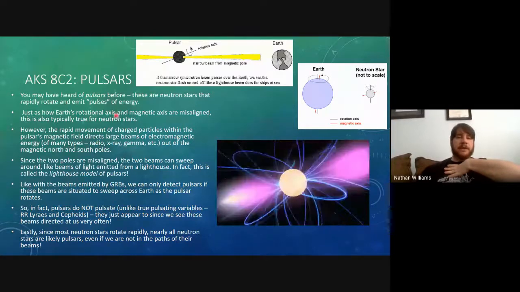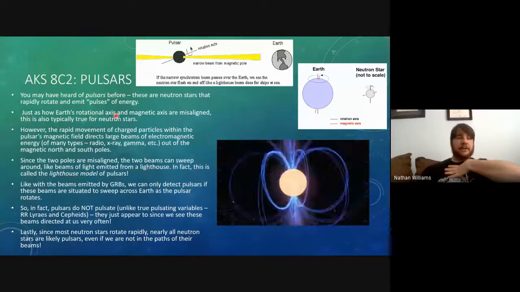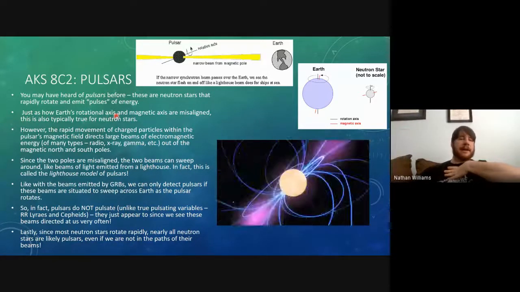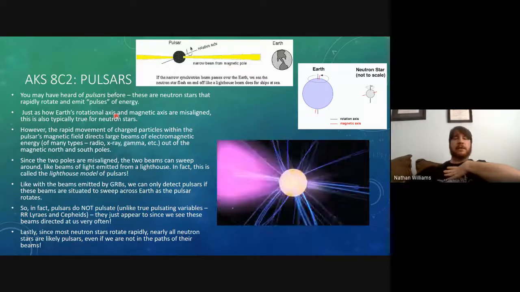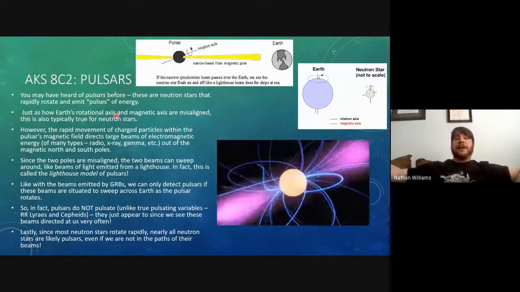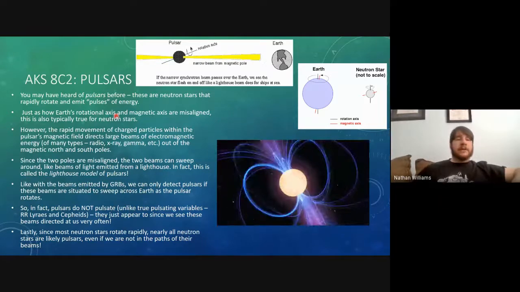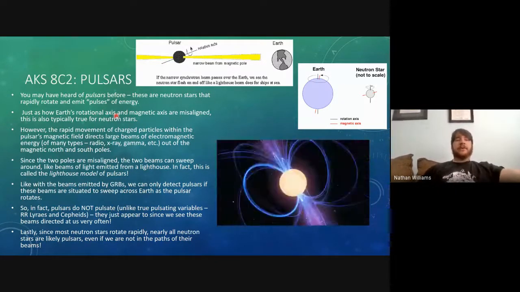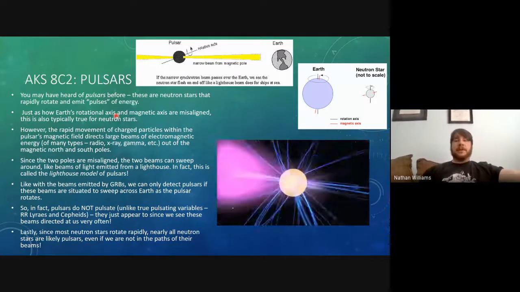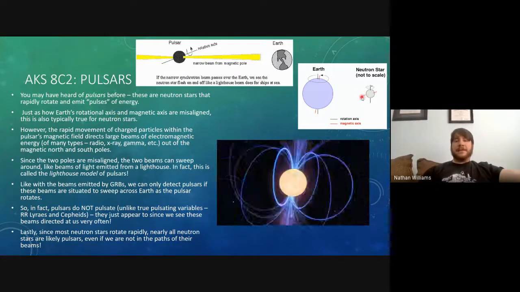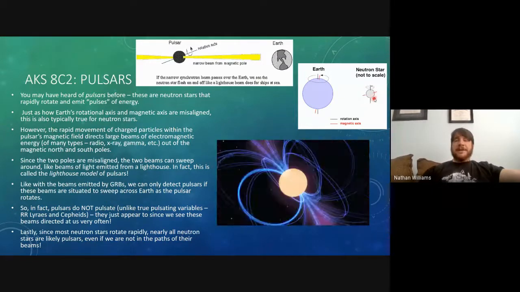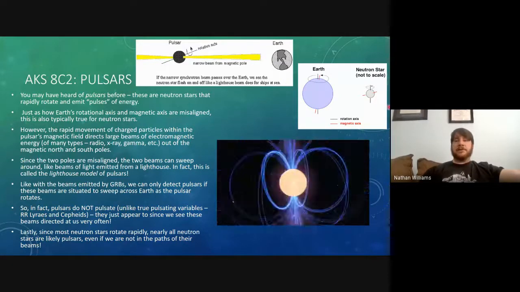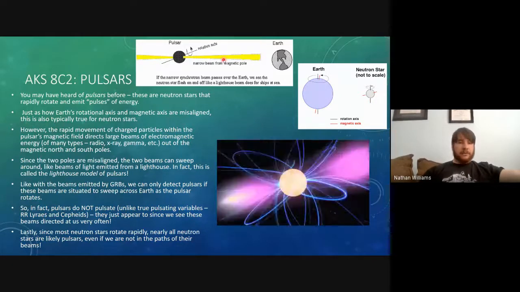And one thing that's going on to make this pulsation effect happen is that, kind of like with Earth, our rotational axis and our magnetic axis are not directly in line with each other. They're misaligned. And that's why magnetic north and geographic north are not the same place in the Arctic Circle. The same thing is going on for a neutron star. Most of them are not going to have a strict alignment between their magnetic axis and their rotational axis. So as they spin on their rotational axis, their magnetic north pole is going to keep pointing in different directions. And the same thing with their magnetic south pole.